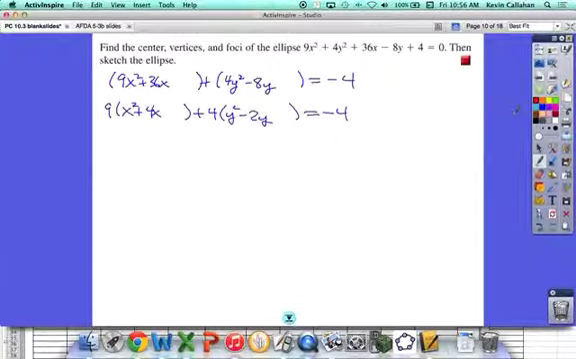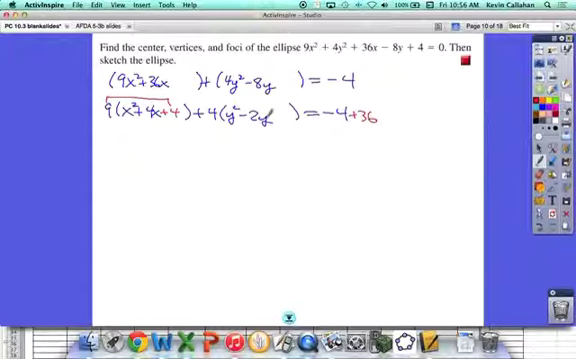Okay. What am I going to add into this position right here? Half of 4 is 2. 2 squared is 4. But if I put a 4 there, what am I going to add to the other side? 9 times 4, 36.